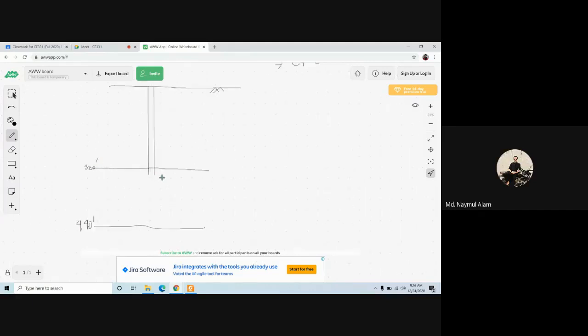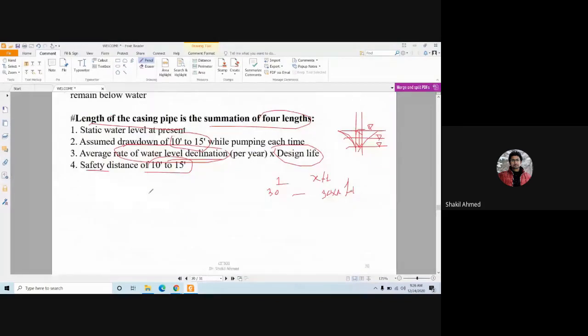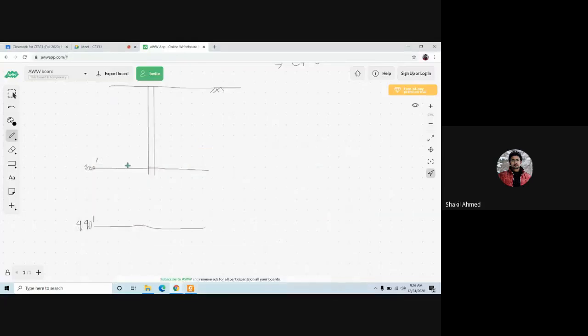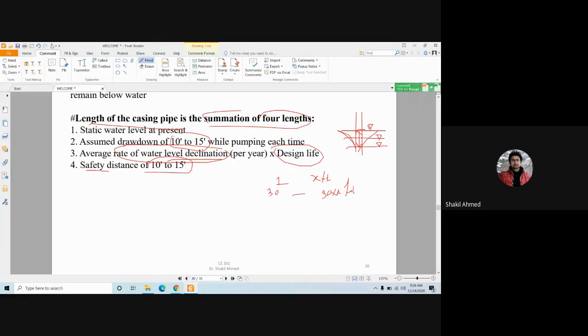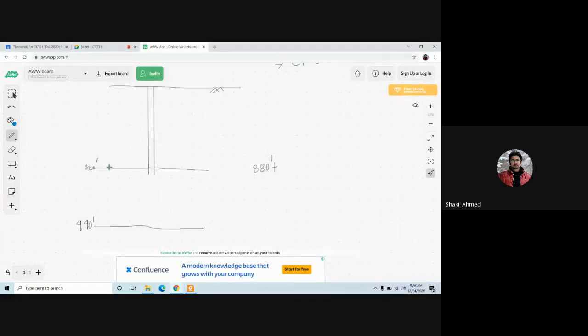Yes, sir. Okay. So the length of the casing pipe, this pipe, how much would it be? First of all, they're telling us that the length of the casing pipe is the summation of four lengths. First, the static water level at present. That means 380, plus the assumed drawdown of 10 to 15 feet while pumping. That means drawdown 10 to 15 feet, for example 10 feet. Are you following me?